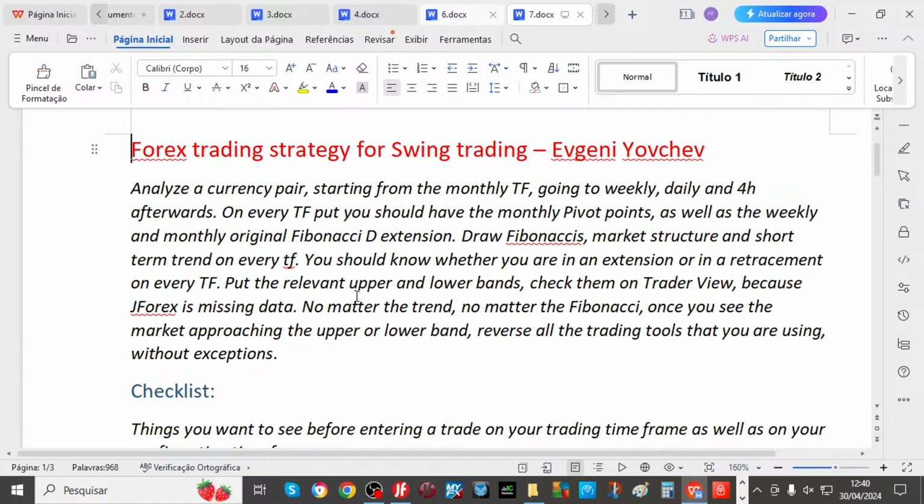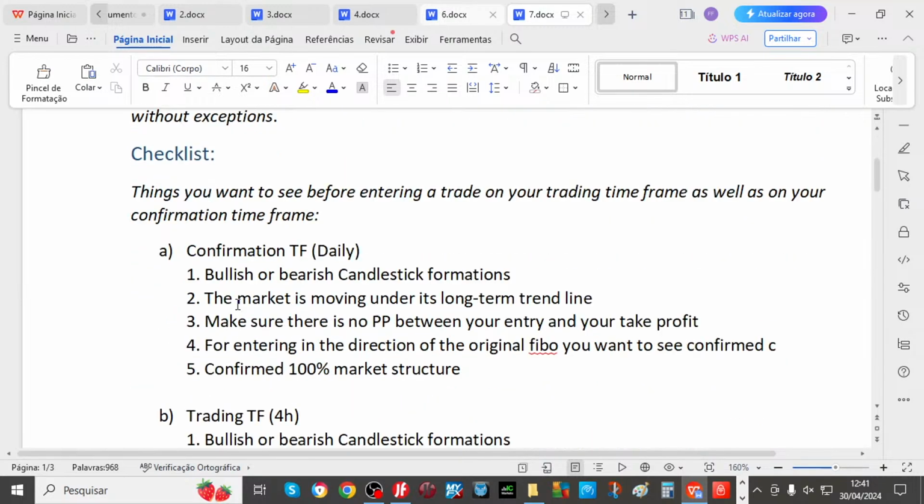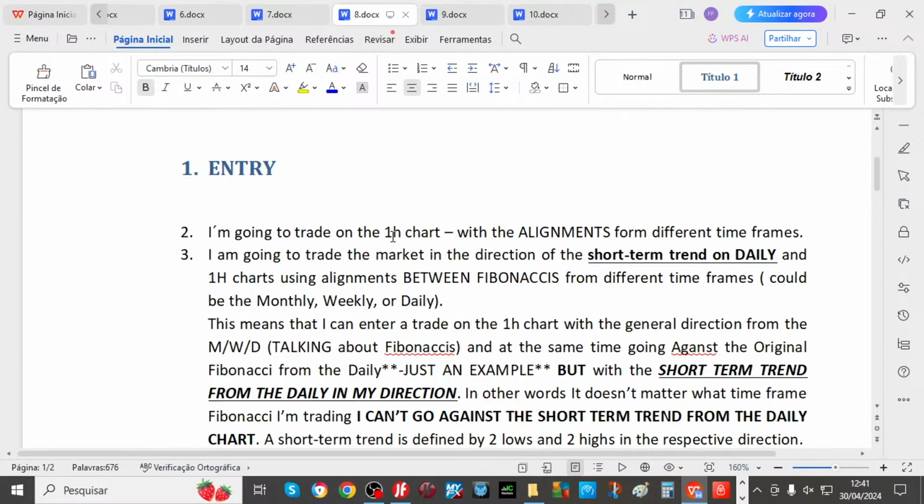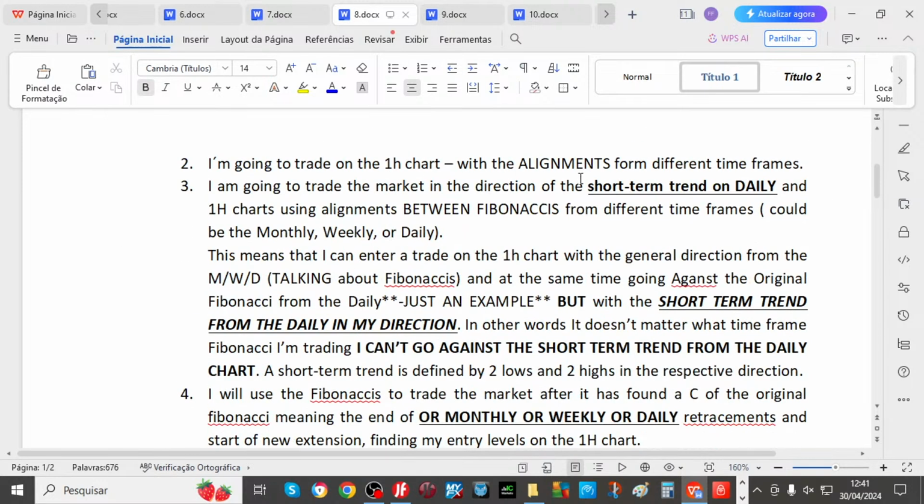Okay, so he's talking about the short-term trend too. Right, I'm going to use alignments from different time frames. I'm going to trade the market in the direction of the short-term trend. And the 1 hour chart using alignments between Fibonacci's from different time frames.